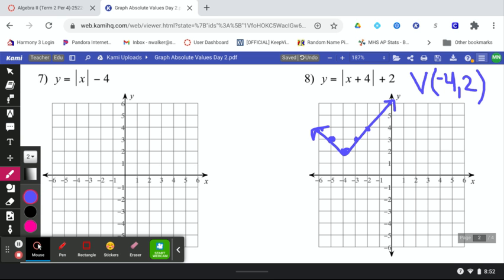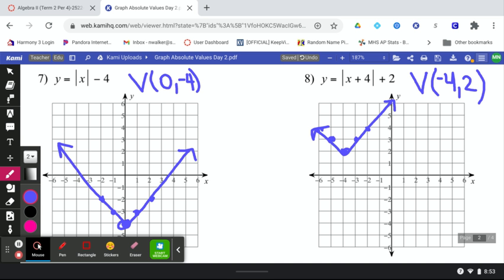How'd you guys do on that one? All right, on number 7. Your vertex is 0, negative 4. All right, 0, negative 4 is down here, correct? And then up 1 over 1. And there you have it.